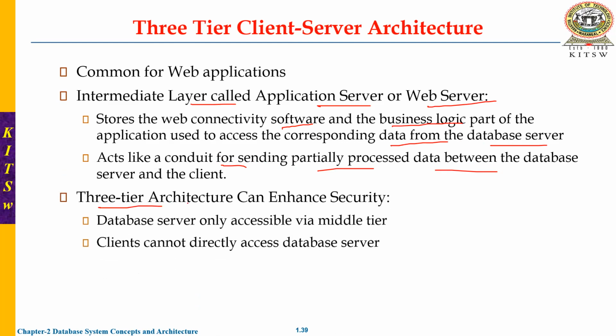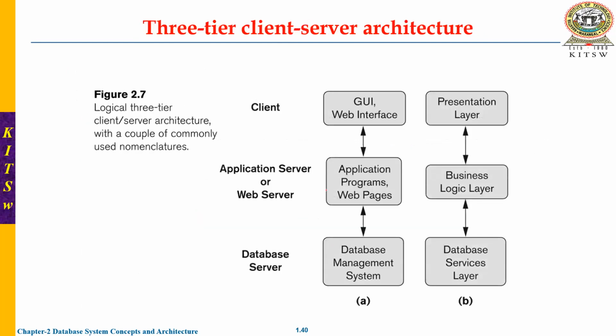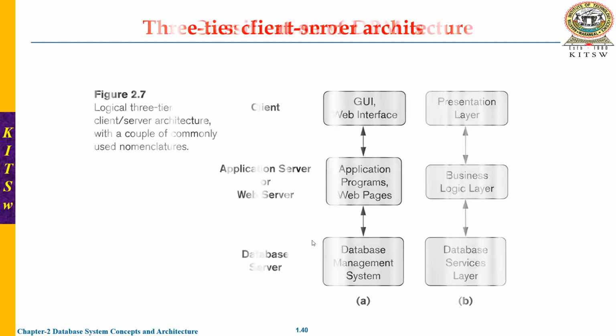Three-tier architecture can enhance security. The database server is only accessible via the middle tier. The client cannot directly access the database server. In this way, it is more secure compared to the two-tier architecture. So this is an example of three-tier architecture: client, application server, and database server.